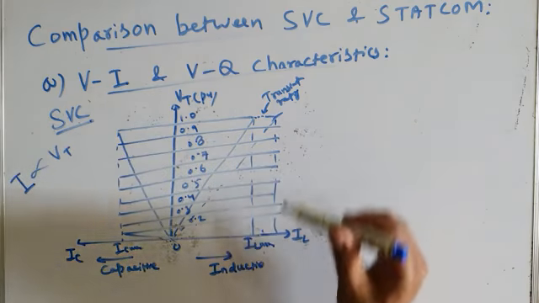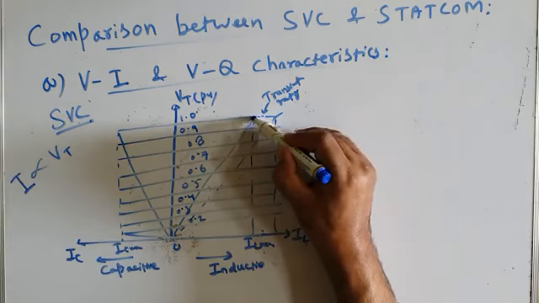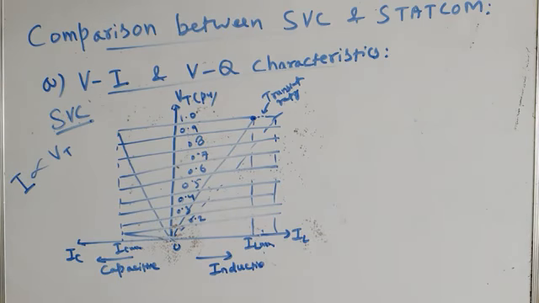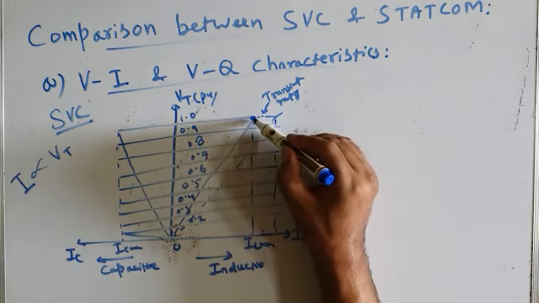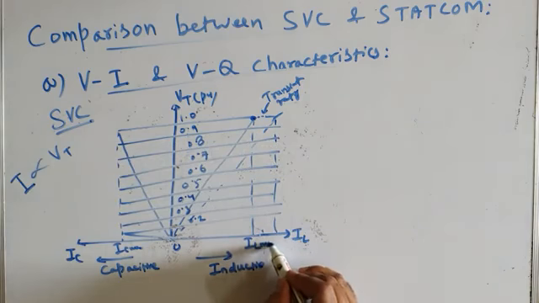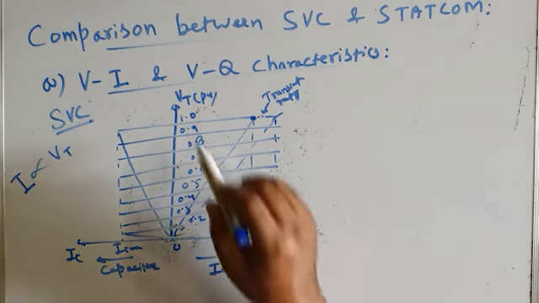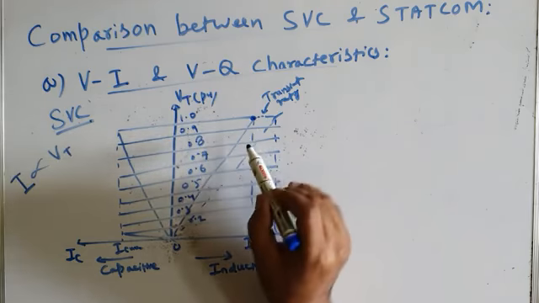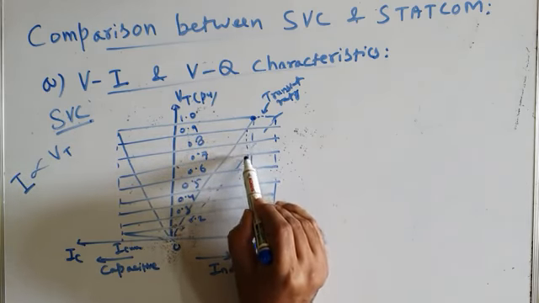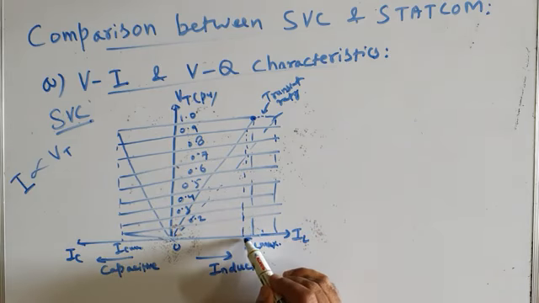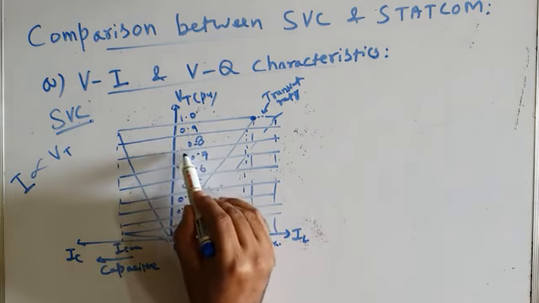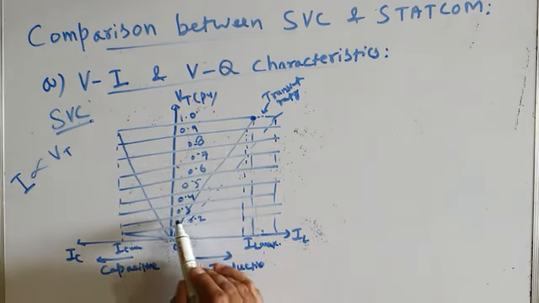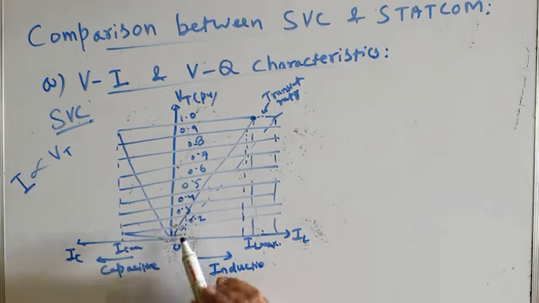Now let us assume the SVC is operating in the inductive region. It is absorbing reactive power, and it is operating at rated bus voltage 1 per unit, 100% voltage, and the current drawn by SVC is IL max. As the voltage decreases from 1 per unit to 0.9 per unit, the current drawn by SVC also decreases linearly. Similarly, as the voltage decreases to 0.8, 0.7, 0.6, 0.4, for example, at a bus voltage of 0.3 per unit, what is the inductive current? It is only this much.